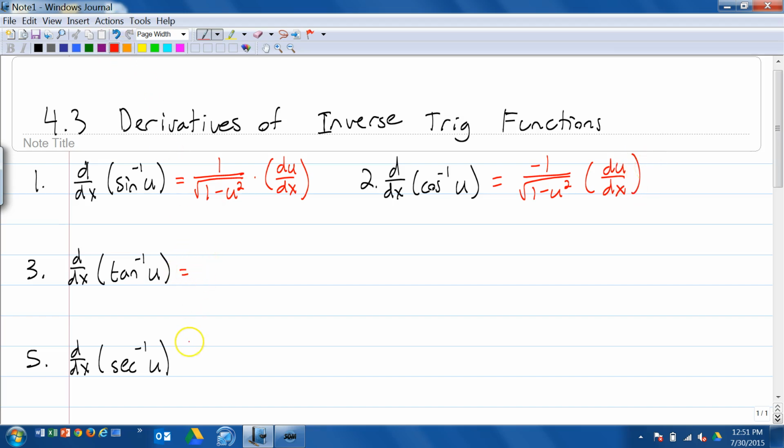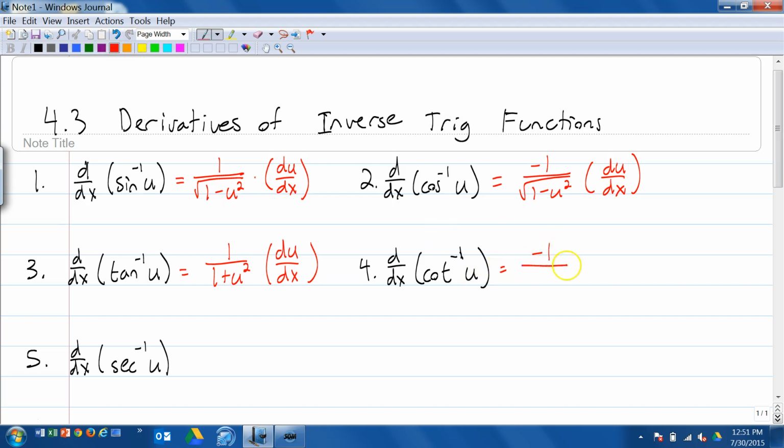Clearly this is a different derivative though, so we have to tell you what that one is. This one is, for tangent inverse, 1 over 1 plus u squared times again the derivative du dx, which makes cotangent, which will be my fourth one, the derivative of cotangent inverse of u, that's just going to equal the negative, or opposite, of the derivative of tan inverse. So, that is that one. Okay?